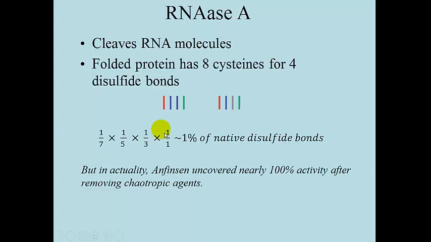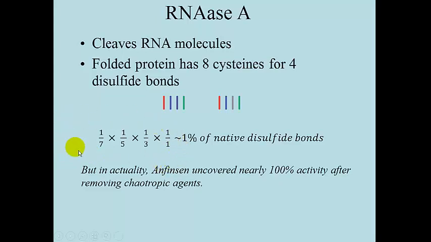So what was done based on statistics alone was that if this red cysteine finds its correct disulfide bonded partner with the other red, then the probability of the blue one finding its correct partner is 1/7. And the probability of the third cysteine to find its correct partner is 1/5. The probability of that second one is 1/3. And the probability of that last cysteine to find its correct disulfide bonded partner is 1:1.